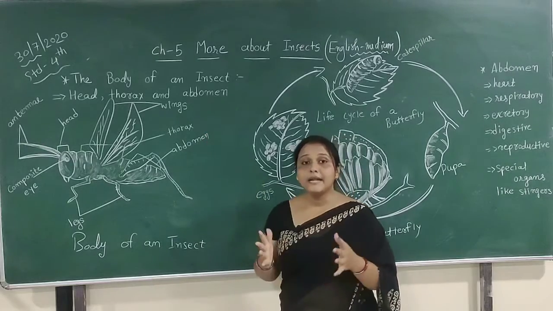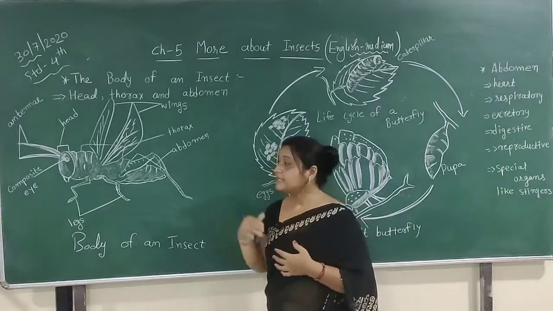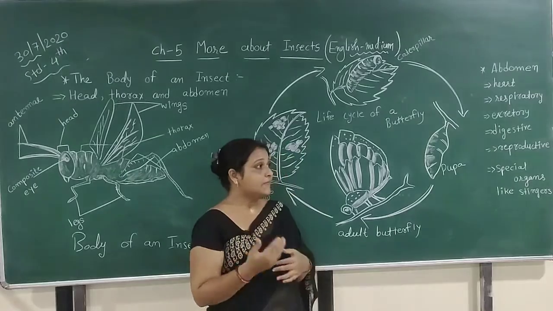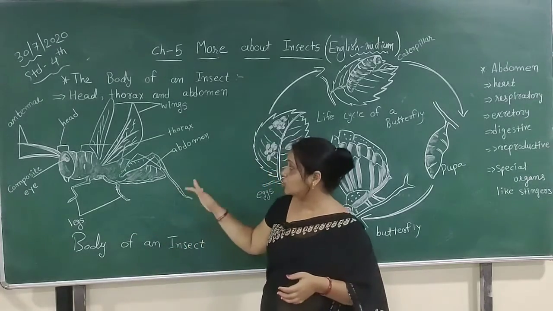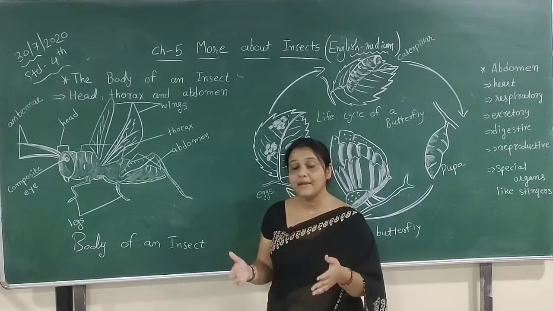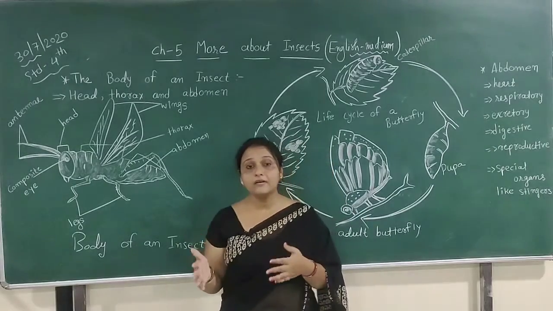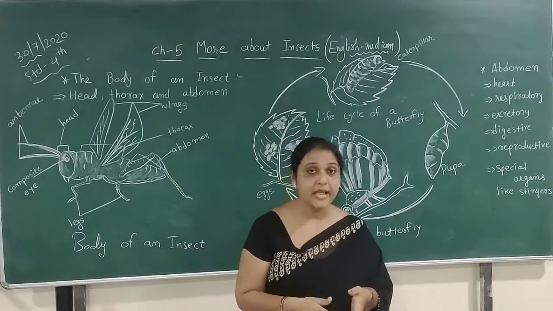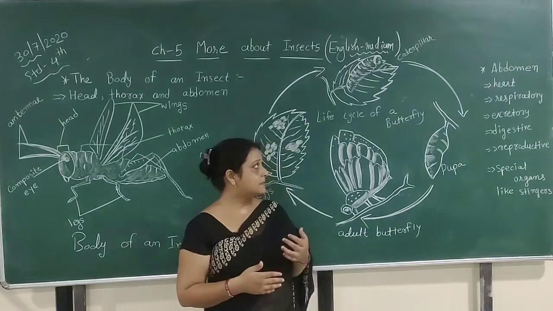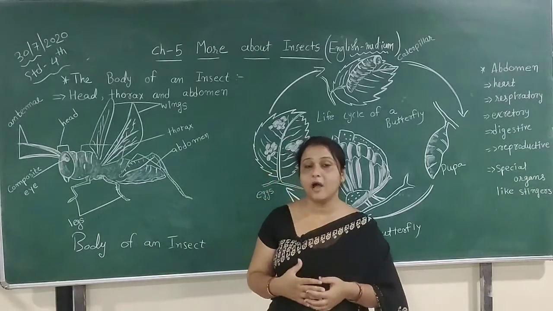The abdomen is one part of the body in insects. For example, a grasshopper also has an abdomen. In the abdomen they have different functions available in their body. For example, they have the heart in their abdomen.